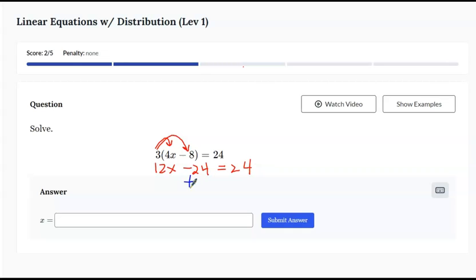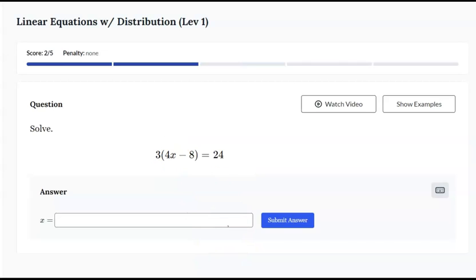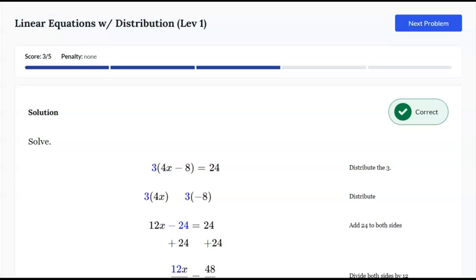Clear your constant. Rewrite. Divide by your coefficient. And rewrite. And you're done. That concludes homework number 2.